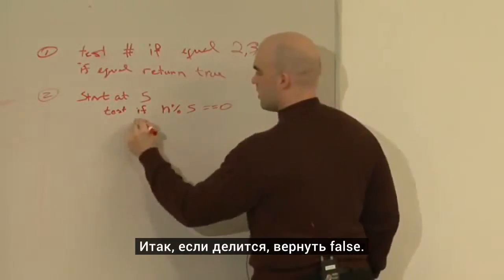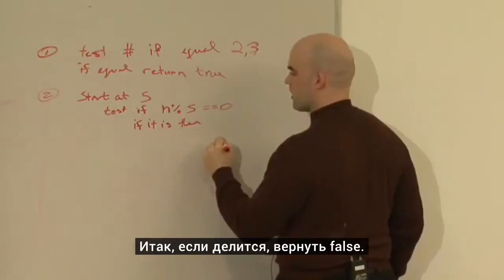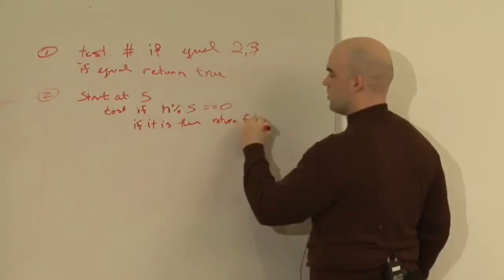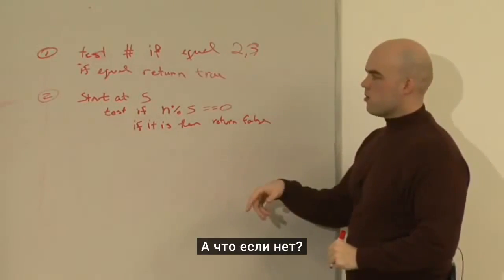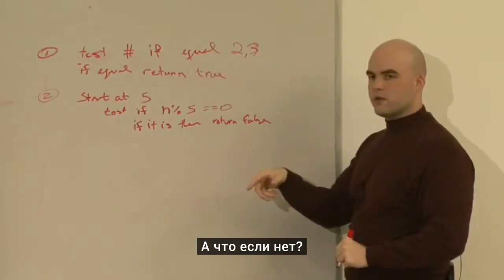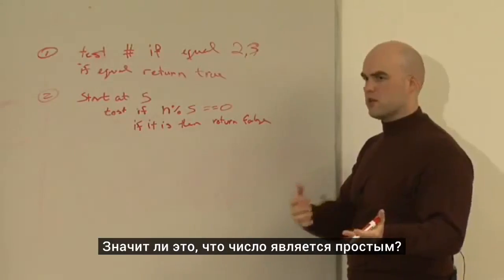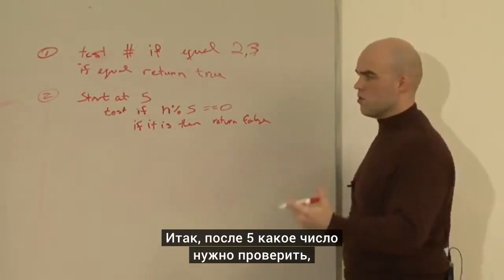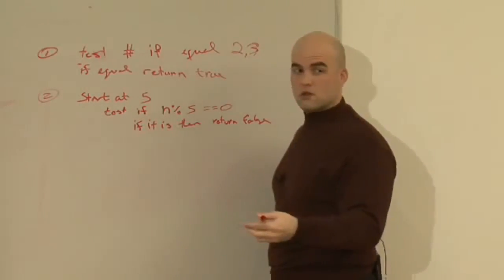So, if it is, then return false. Okay. Now, what if it isn't? That means that n is not evenly divisible by 5. Does that mean that the number is automatically prime? So after 5, what would be a good number to test, to move to?